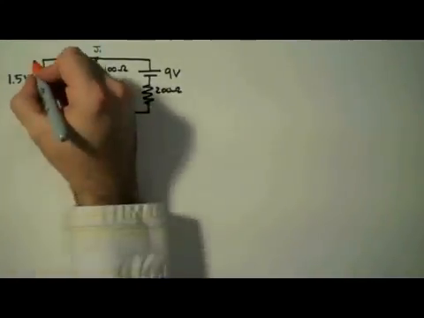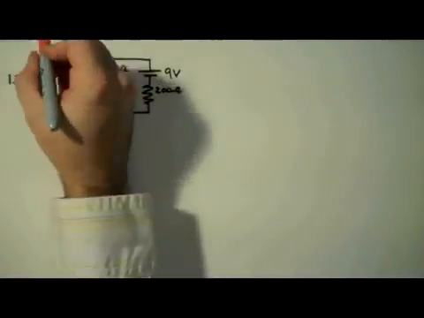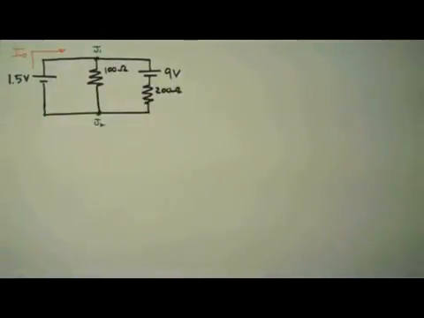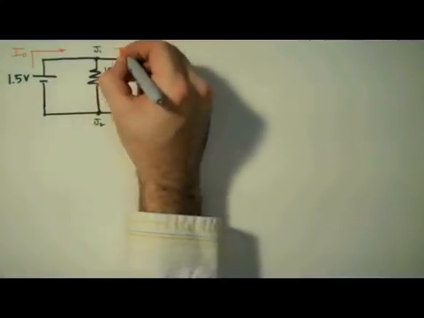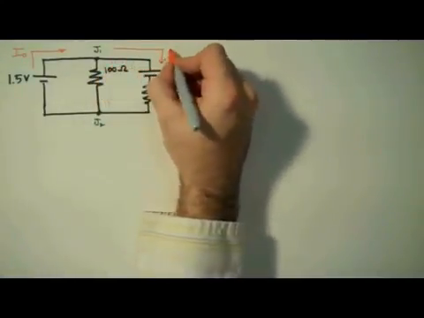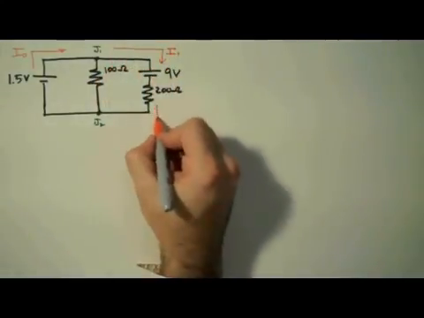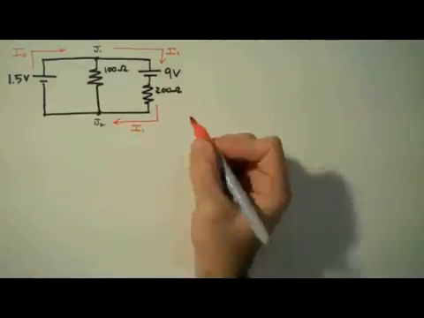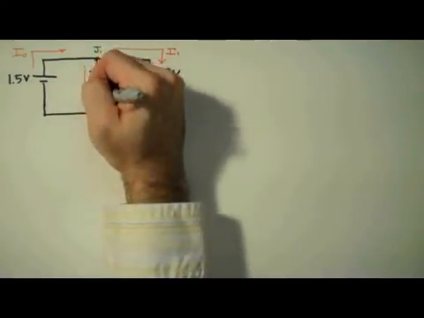Next, we label our currents. I'm going to label this current I0. After junction 1, I'll have I1 on the right leg. Note that I0 does not pass through junction 1. This middle leg will be I2.